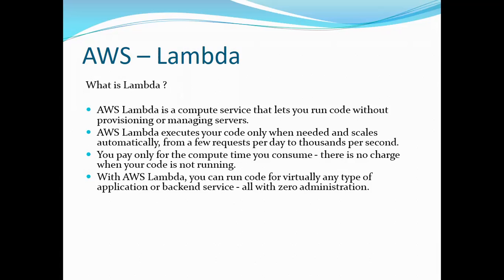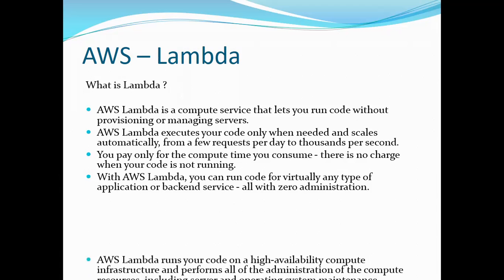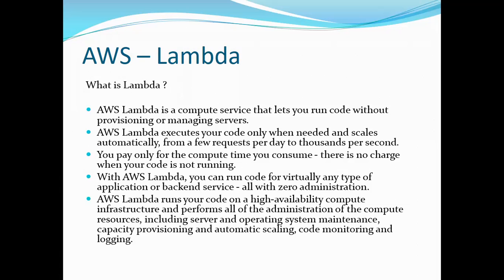With AWS Lambda, you can run code for virtually any type of application or backend service, all with zero administration. So administration is zero. You don't need to worry about managing the servers or any other administration tasks. AWS Lambda runs your code on a highly available compute infrastructure and performs all of the administration of the computing resources, including server and operating system maintenance, capacity provisioning, automatic scaling, code monitoring, and logging, which is what we just discussed about.